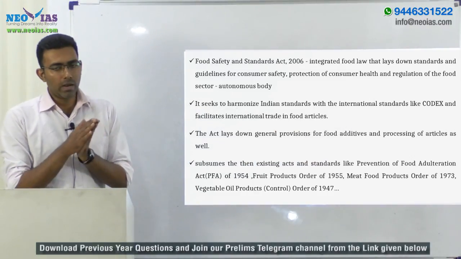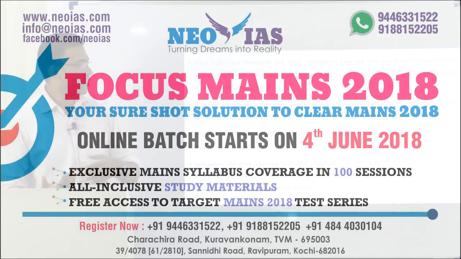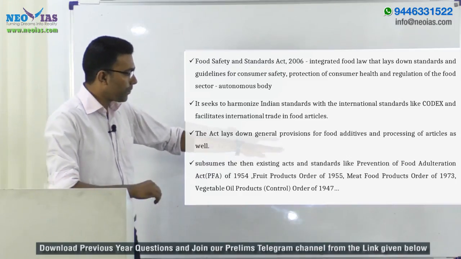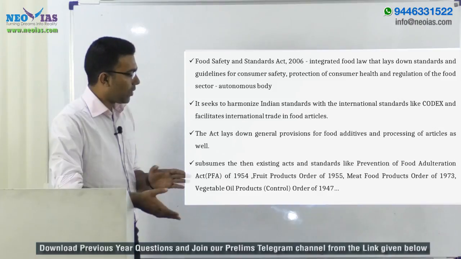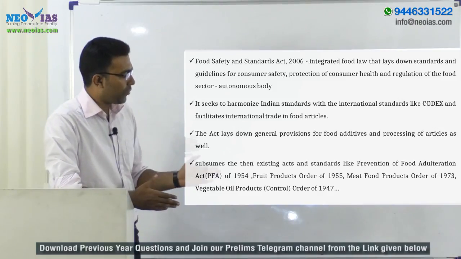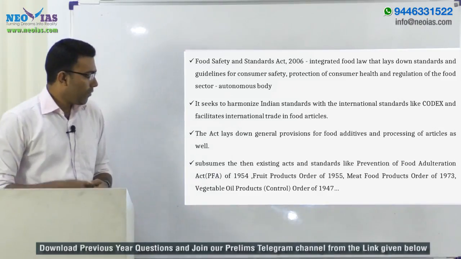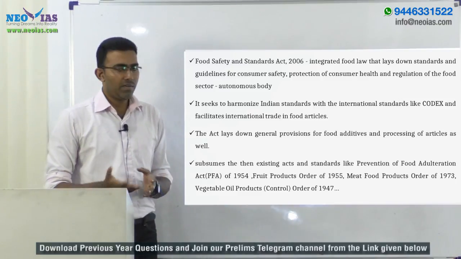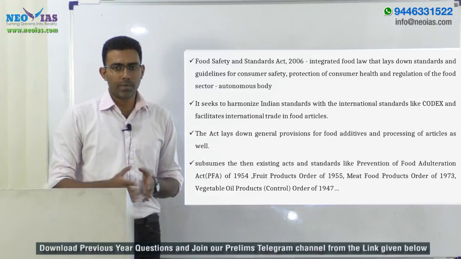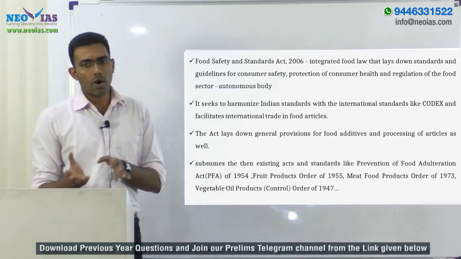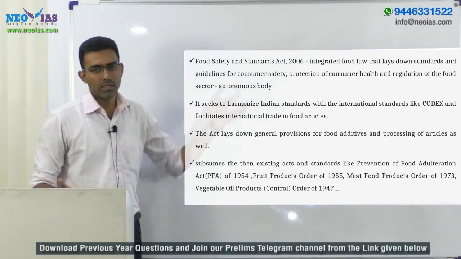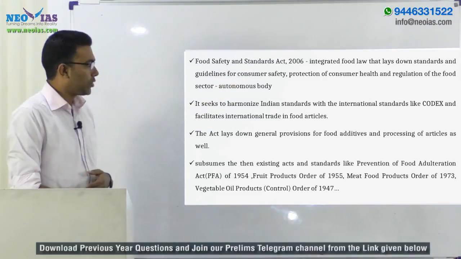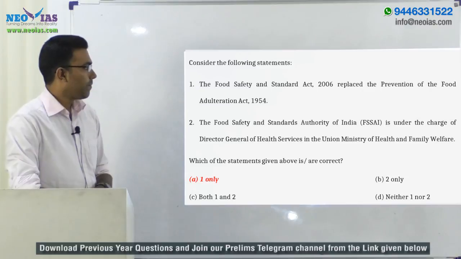When this Act came into existence, it repealed several acts including the Prevention of Food Adulteration Act of 1954, the Fruit Products Order of 1955, the Meat Food Products Order of 1973, the Vegetable Oil Products Order of 1947, and several other laws. These were repealed and comprehensively covered under the Food Safety and Standards Act of 2006. So here the answer has to be 1 only.